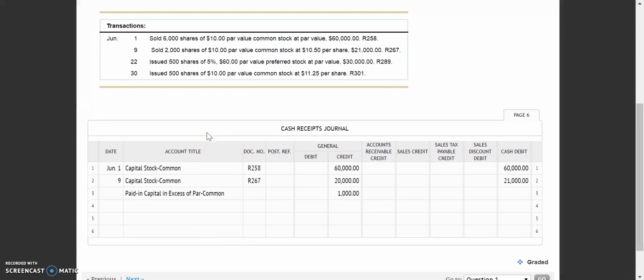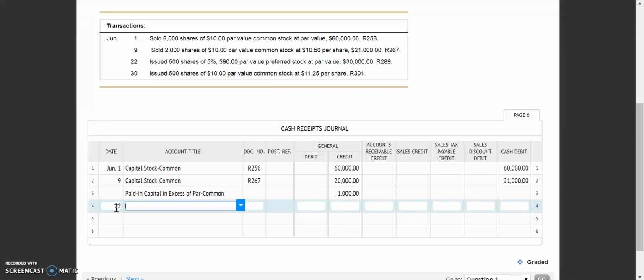Okay, then on the 22nd of June, we issued 500 shares of 5% $60 par value preferred stock at par value for $30,000. So this one is a preferred stock. Remember, a little bit different than common, only in the fact that they have a stated dividend rate, and that they will always be paid first before common stockholders.